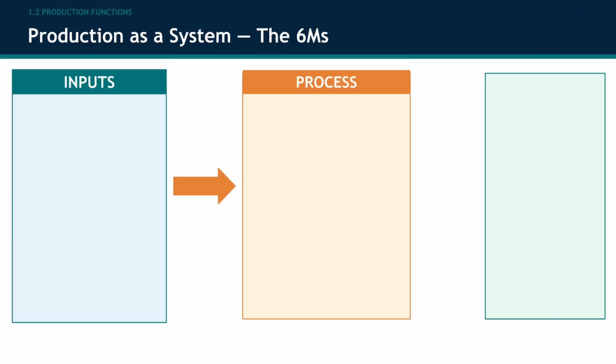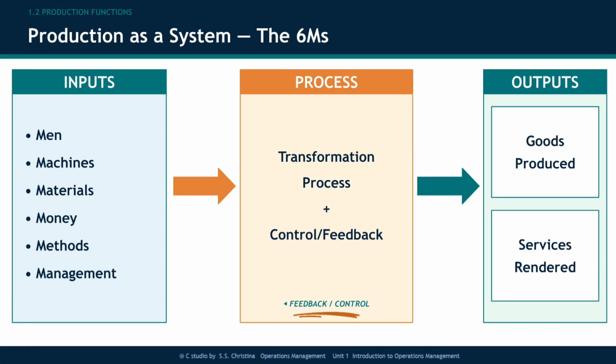Let's define production as a system using the 6 M's: men, machines, materials, money, methods, and management. Let me say them and explain each one quickly. Men, the human workforce, from floor workers to supervisors to managers. Human skill, experience, and motivation are inputs. Machines, all physical equipment, factory machinery, computers, vehicles, medical devices, whatever converts raw material into output.